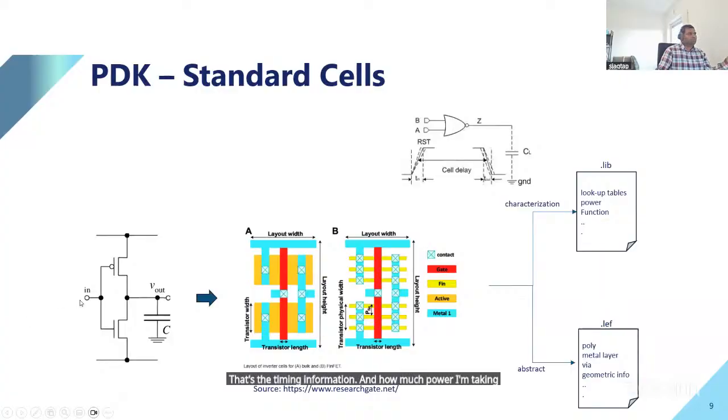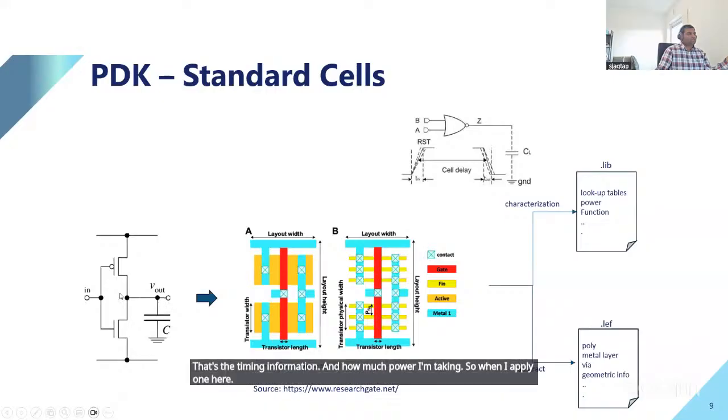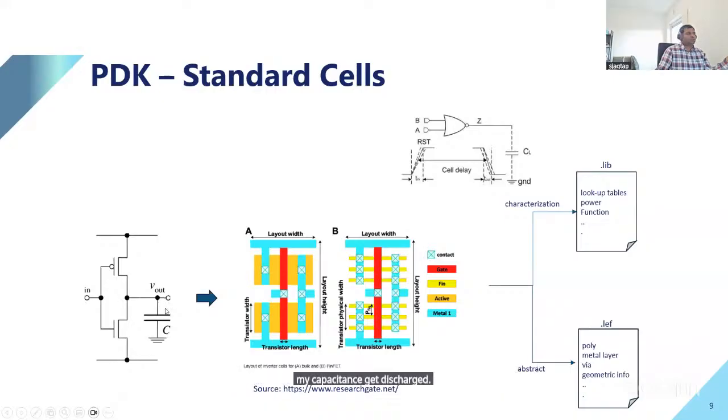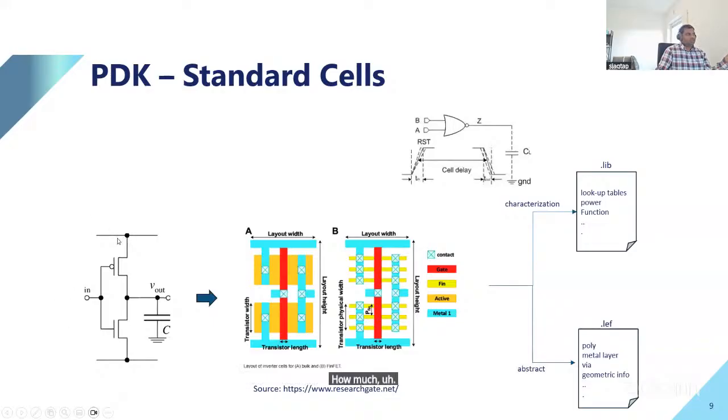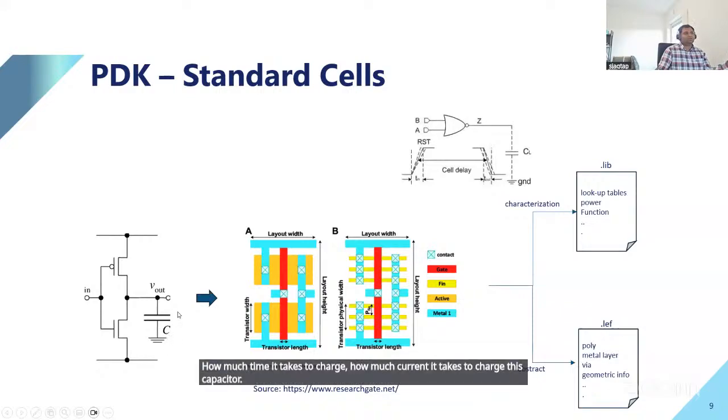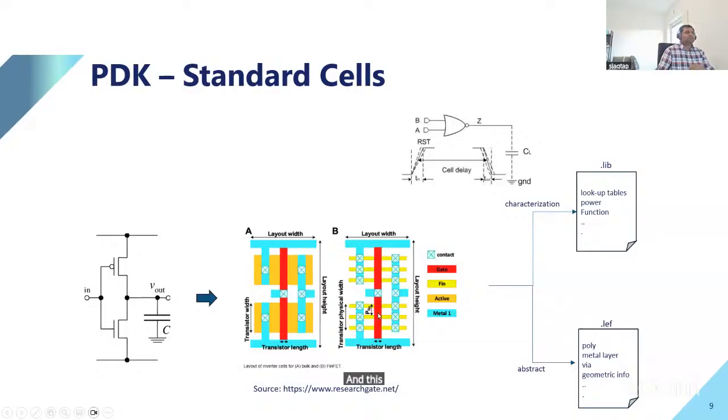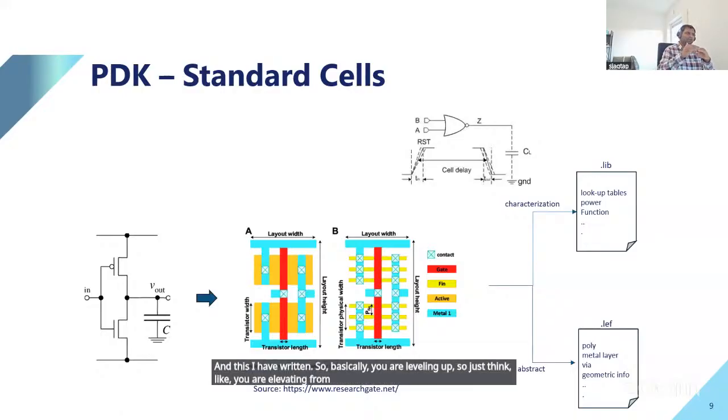And then how much power I'm taking. When I apply 1 here, my capacitance gets discharged, and how much power do I utilize? When I apply 0 here, how much time does it take to charge, and how much current does it take to charge this capacitor? This I have written. So basically you are leveling up. Just think of it as elevating from transistor level to gate level.